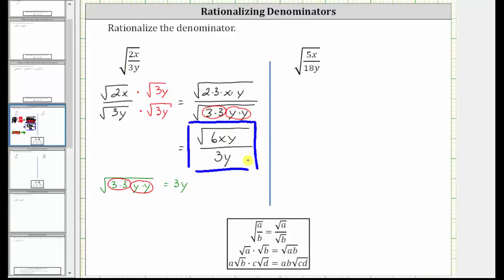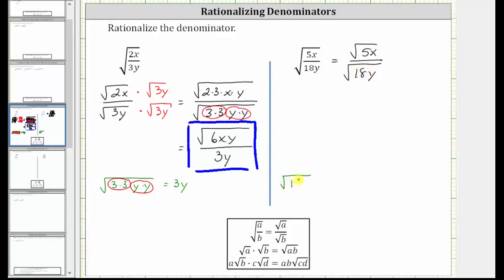Let's look at a second example. Here we have the square root of 5x divided by 18y, which is equal to the square root of 5x divided by the square root of 18y. But notice how in this example we can simplify the square root of 18y, so let's do that first.